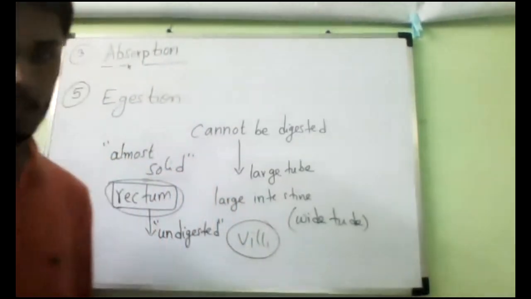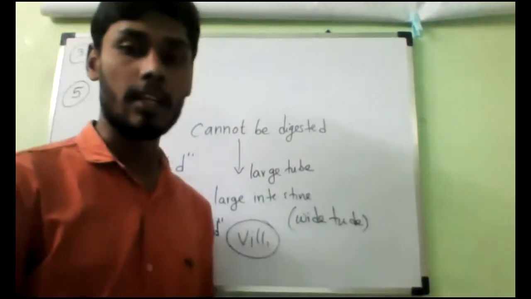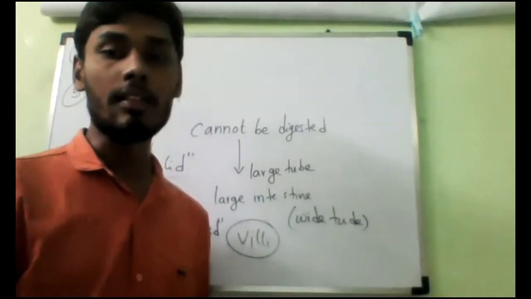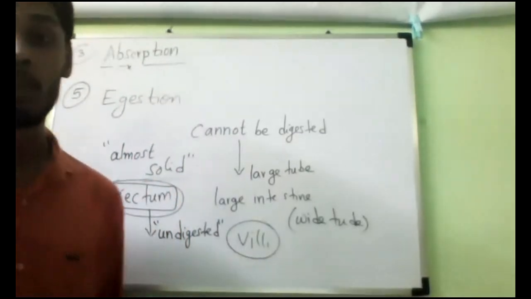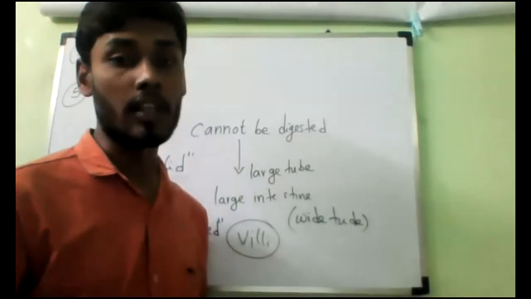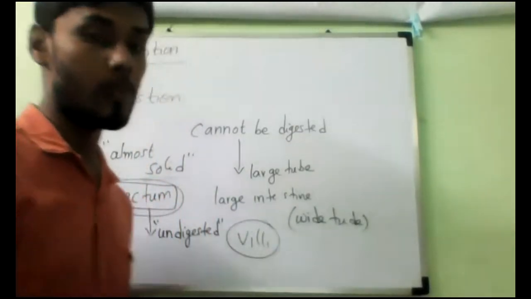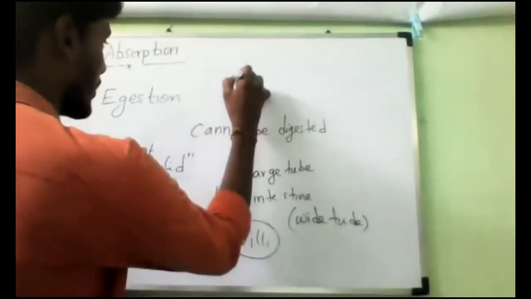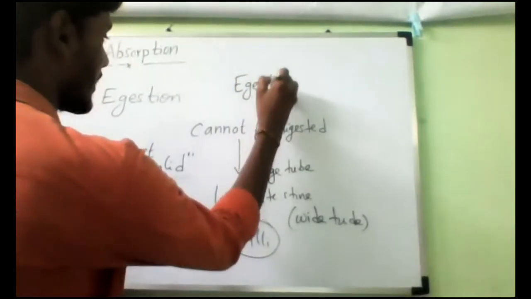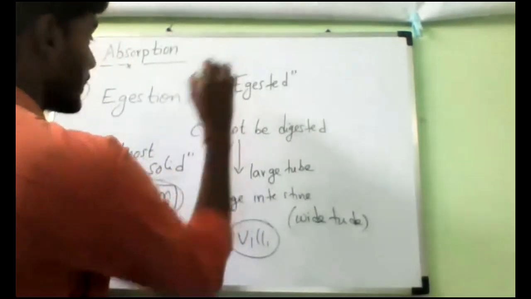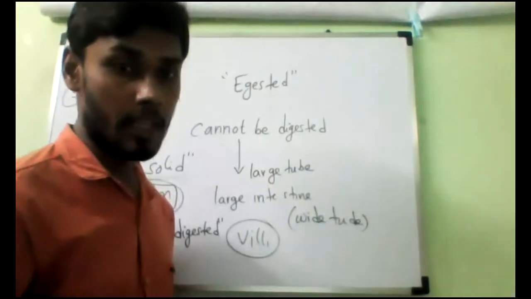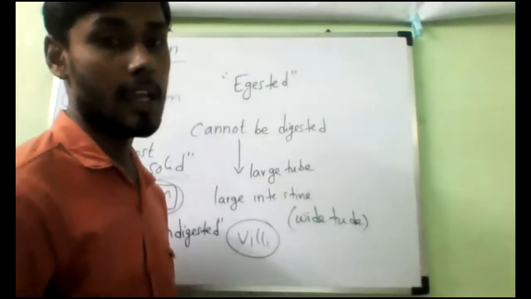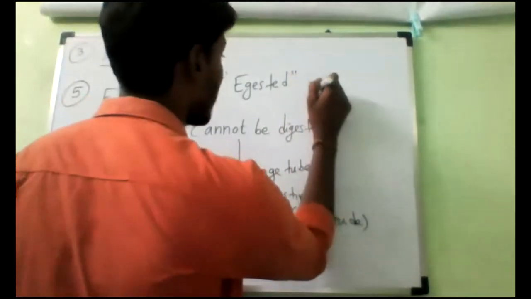So after that, when we go to the toilet, what will happen? Then this undigested food is passed out from our body. What should we call the body part through which it passes out? Anus.